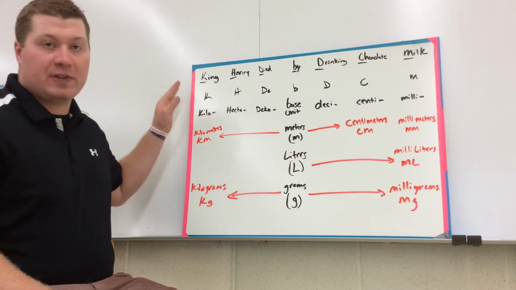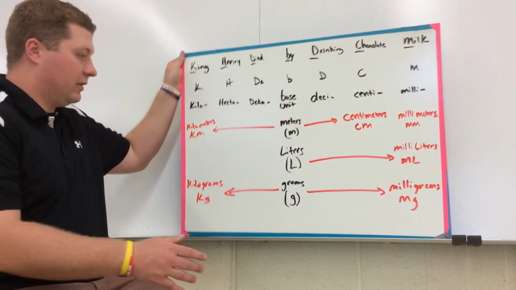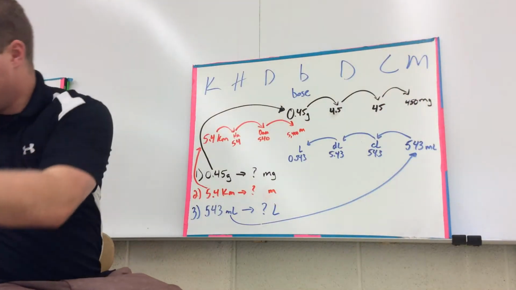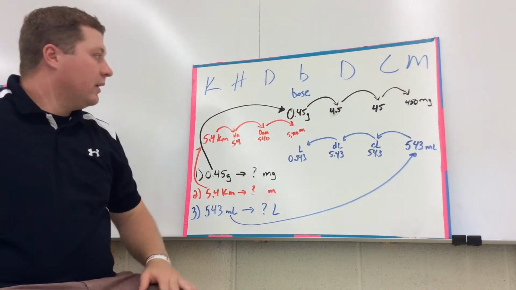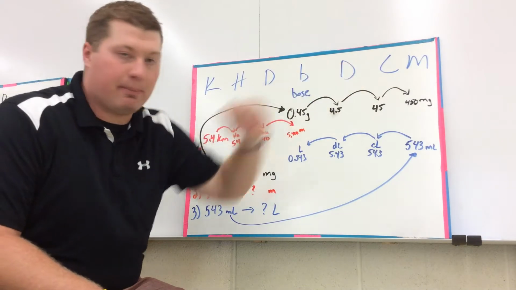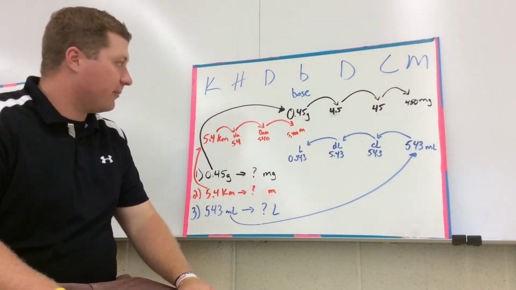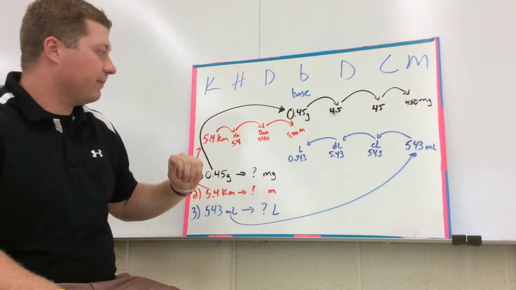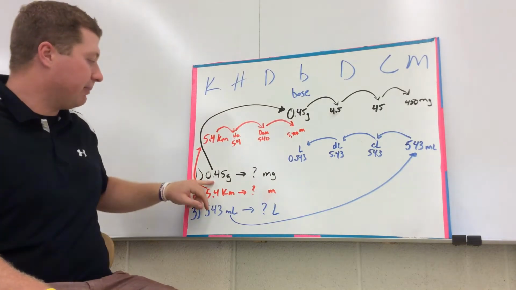So we're going to use this next to convert. You can see here I still have the King Henry died by drinking chocolate milk. I just have the letters there now. So again, this is the base unit, and I'm going to do three examples. I've drawn one in black here.